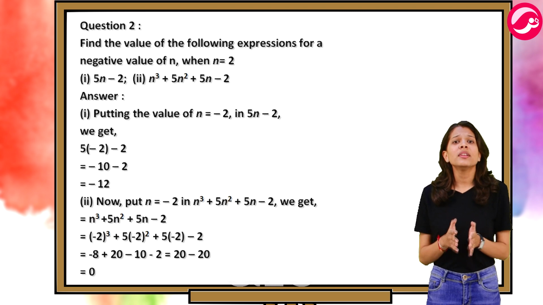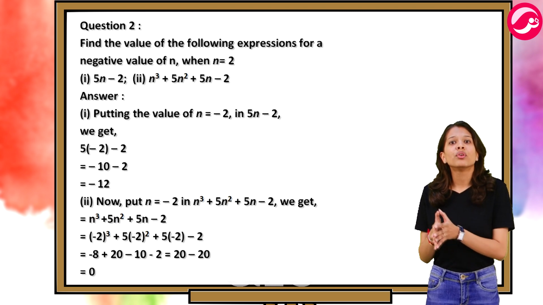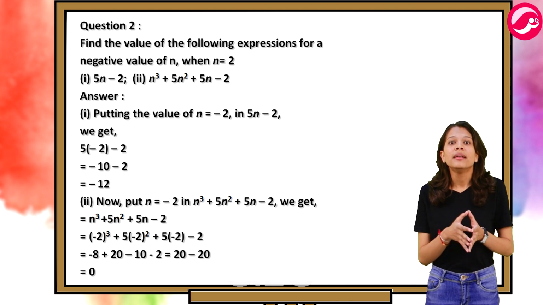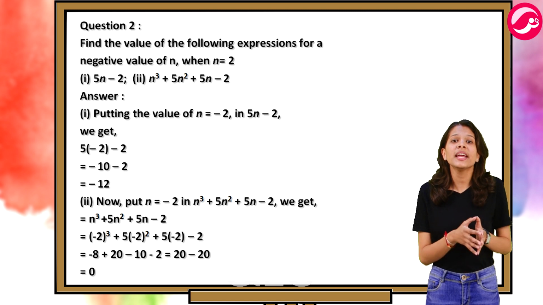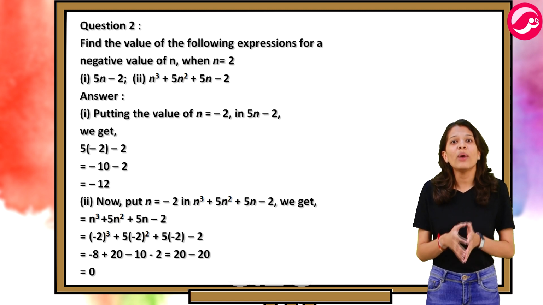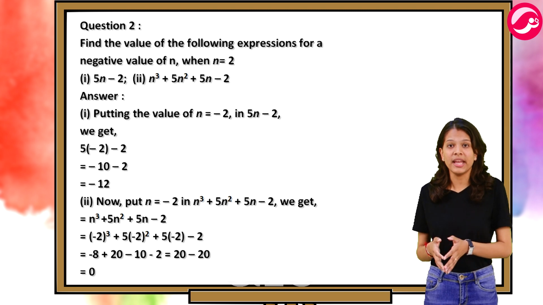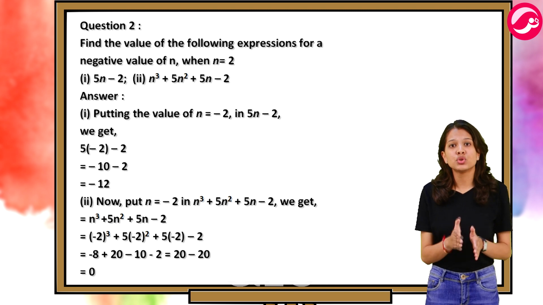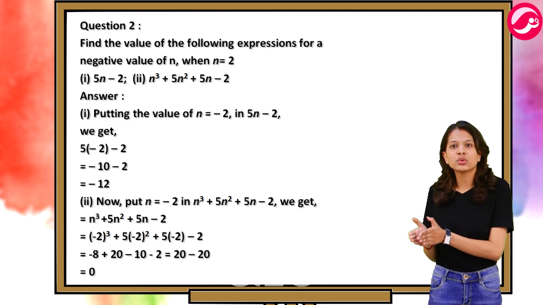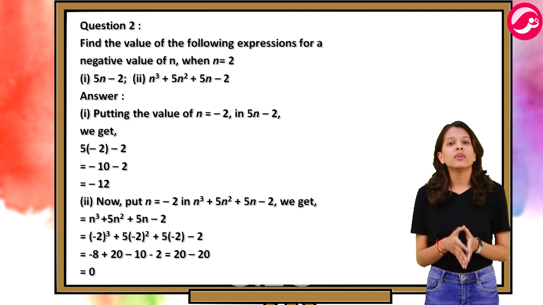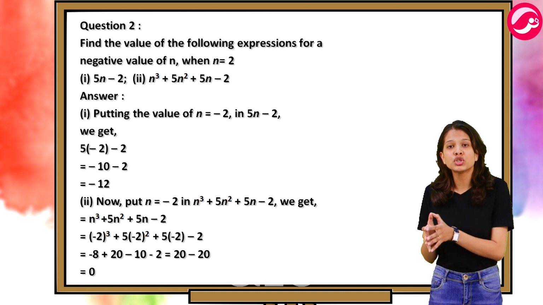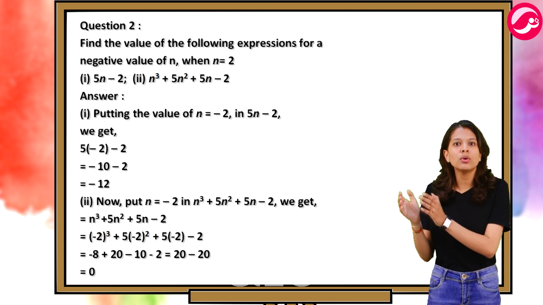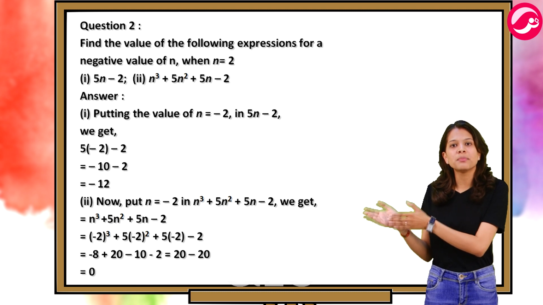Now, the next question says, find the value of the following expressions for a negative value of n. In the previous question, we had a positive value. In this question, we have a negative value of n, when n equals minus 2. The first expression is 5n minus 2 and the second is n cube plus 5n square plus 5n minus 2. In the first expression, when we put n equals minus 2, we get 5 into minus 2 minus 2, which is minus 10 minus 2, giving us minus 12.